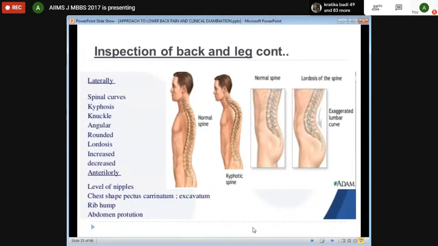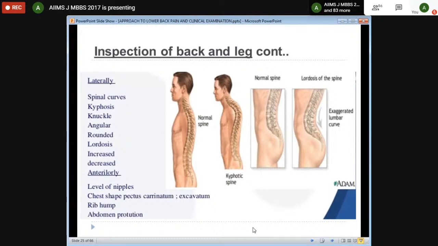This is a picture representing the normal spine. There is a kyphotic spine on your right side of the normal spine. Inspection of the back should be done in the lateral position and in the anterior position. In the lateral position, you'll note the spinal curves. In that, you can see kyphosis or a knuckle, which is a projection of the spinous process, angular or rounded. Lordosis may be increased or decreased. That you can also note in the lateral position.